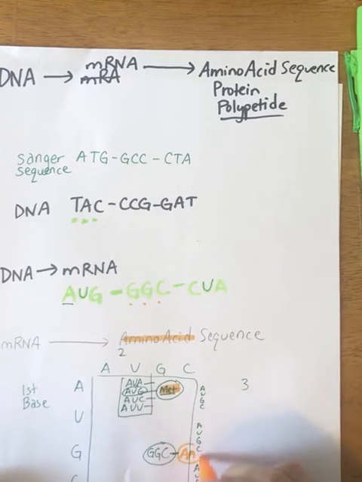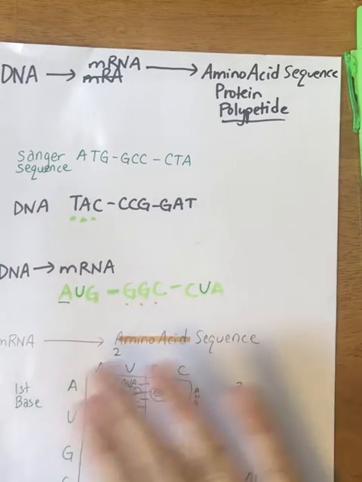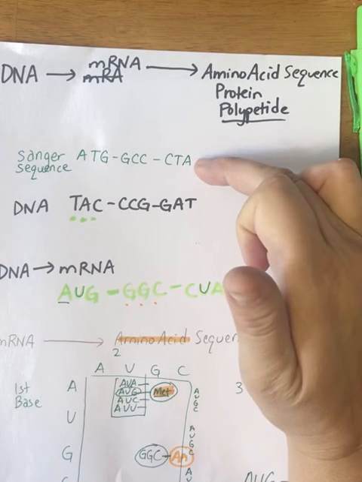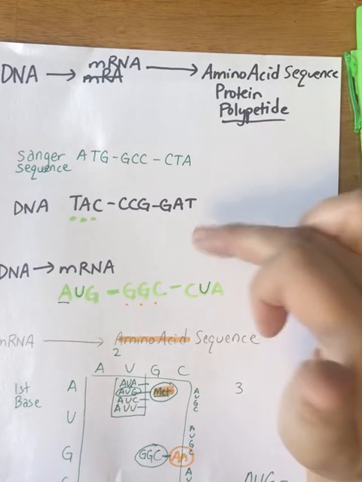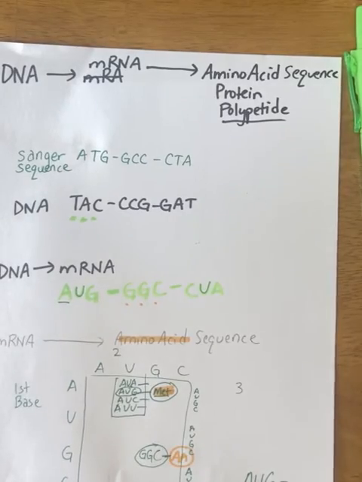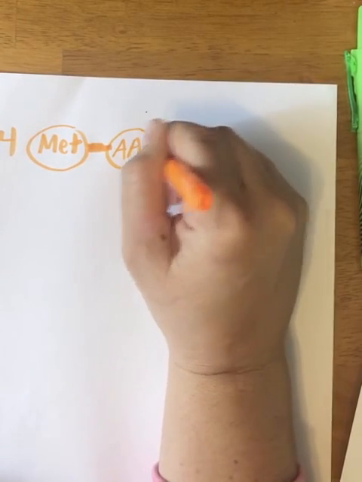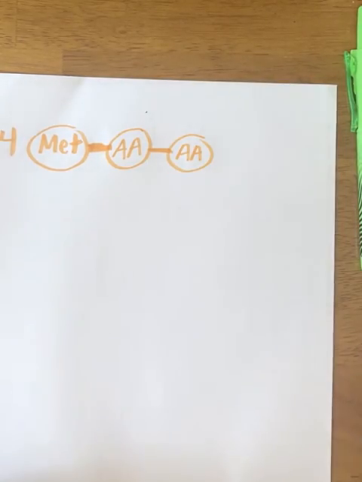Now that amino acid could be leucine, it can be arginine, it can be anything. And I don't have this chart memorized. You'll never have to memorize this chart, but you will have to take a Sanger sequence, find the Sanger sequence, then do the DNA sequence, then do your mRNA, and then figure out your amino acid sequence, which is going to be translation. So you're going to have an amino acid, and then you're going to have another amino acid. So that is how you do the Sanger sequence.